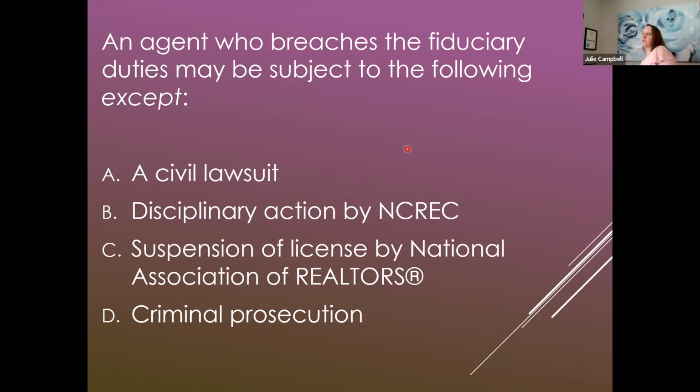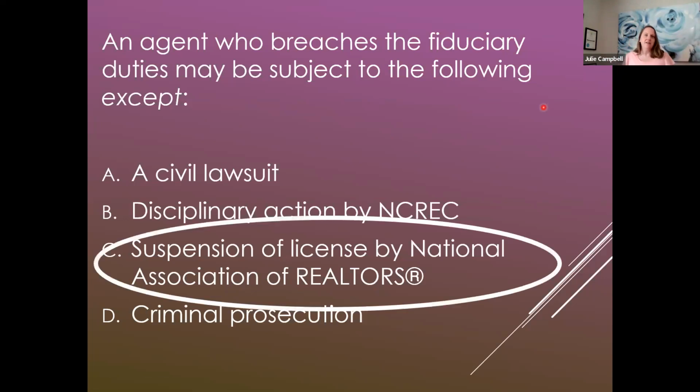An agent who breaches the fiduciary duties may be subject to all the following except. One place we will not get disciplined by is NAR. Tricky, I know. The Real Estate Commission will regulate our license. There's a lot of governing bodies that we look up towards too, right? We got the Real Estate Commission. National Association of Realtors isn't a governing body. They're a membership. They don't regulate our license, anything at all.